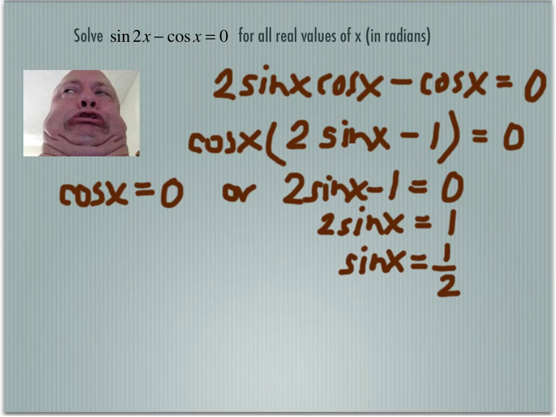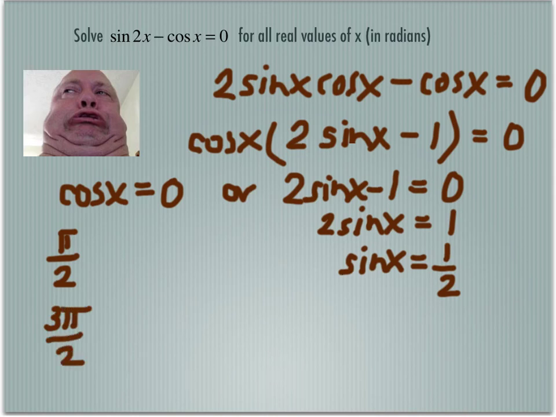Alright, so this is more of a general solution. I've got to come up with that answer a little bit better here. So if you think on the circle chart, where does the cosine ever equal 0? Well, certainly at 90 degrees is where cosine equals 0. Cosine, of course, is your x values. That's going to be at pi over 2. And the other place where cosine equals 0 is 3 pi over 2.